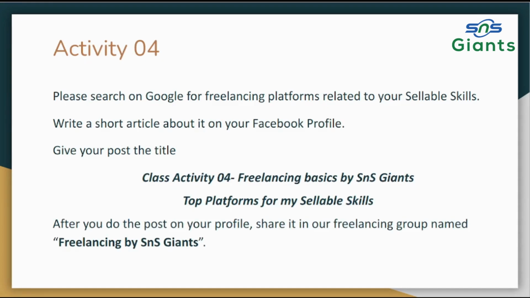Here is an activity for you, activity 4. First of all, define your sellable skill or skills. Then, according to your sellable skills, see in the specific area where you want to sell, maybe globally or in your region, what the freelancing platforms are where you can sell your service. I have given you the hint in the previous slides, you could use that. Then again write a Facebook post, give it a title like displayed on the screen, and share it in our Facebook group. You may pause the video and perform this activity.